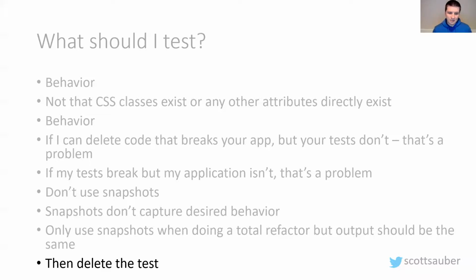And so this is like some lessons learned from using snapshots, because I used snapshots for a long time and just found more and more that they just cause friction with my test code and didn't actually really catch any problems that were going on. So that's why I don't use them anymore, except for that case where I'm doing a big refactor, but the output should be the same.